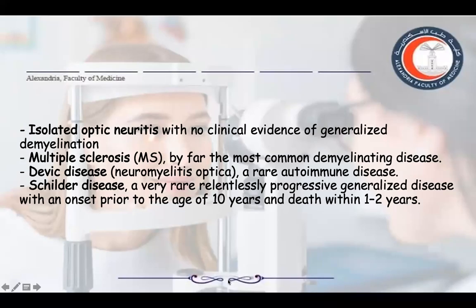We have 4 categories of demyelinating diseases. We can have an isolated optic neuritis affecting only the optic nerve, or we have the most common cause of demyelinating disease, which is MS. We can have Devic disease, which is called neuromyelitis optica. Neuro related to our optic nerve, myelitis due to affection of the spinal cord, optica. And we have Schilder disease, which is a very rare disease, progressive generalized disease, actually affecting children prior to the age of 10 years, with a death, unfortunately, within 1 to 2 years.